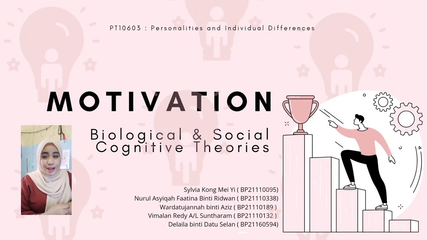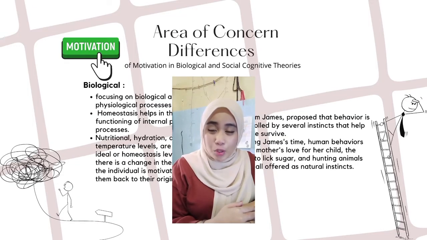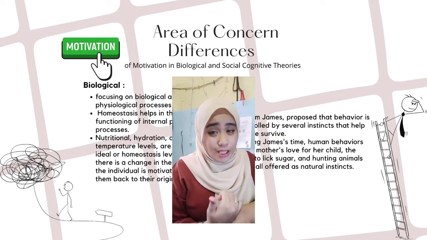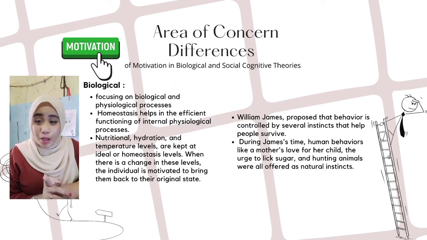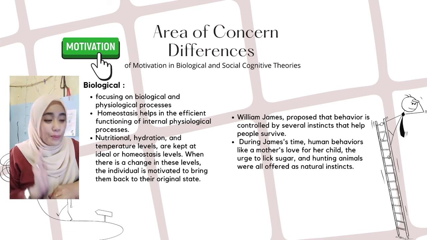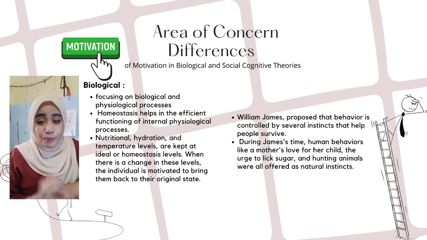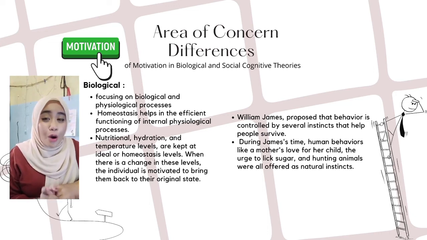I'm going to talk about the area of concern differences between biological theory and social cognitive theory of motivation. So, let's jump into biological theory. Biological theory is focusing on biological and physiological processes. In this theory, we need to understand homeostasis.